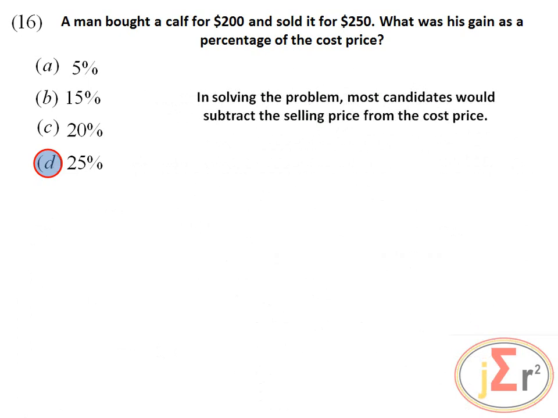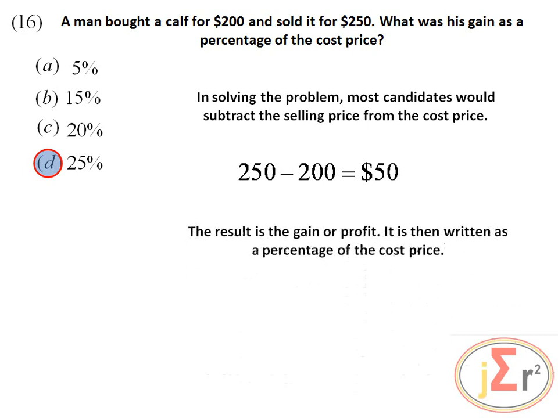Another take at solving the problem. In solving the problem, most candidates would subtract the cost price from the selling price. That is, subtract 200 from 250. That is how most candidates may begin. The result is the gain or profit. Let us then write that as a percentage of the cost price.